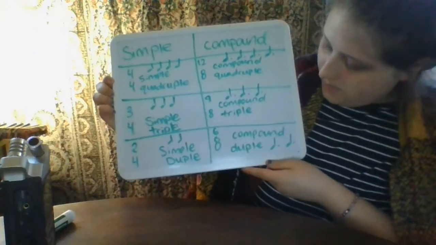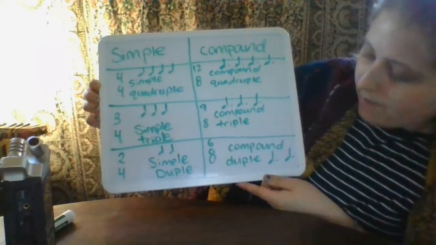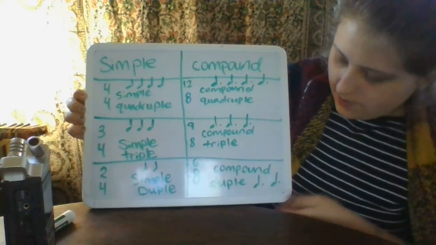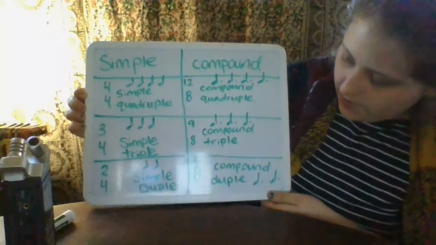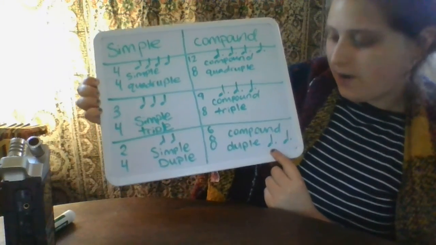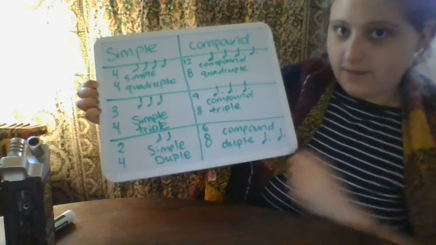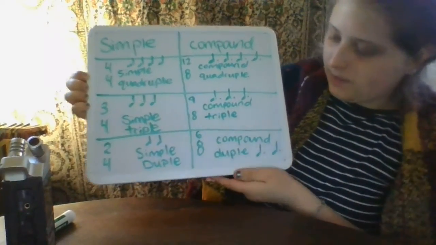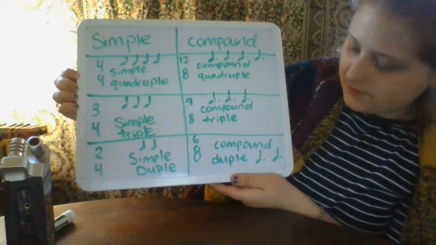So the last one is compound duple, because we have a grouping of 2 dotted quarters, and again, the dotted quarter represents the grouping of the 3 eighth notes. That's how our beat is split. Da, da, da, da, da, da. Compound duple. This is 6/8.